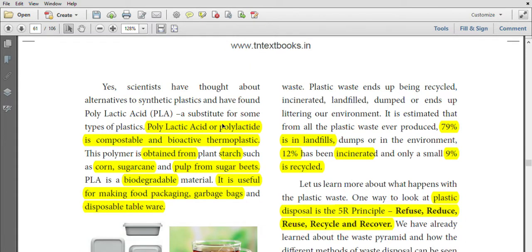Polylactic acid, or polylactide, is a compostable and bioactive thermoplastic. It is obtained from starch, corn, sugarcane and the bulbs of sugar beets. They are biodegradable. It is useful for making food packaging, garbage bags and disposable tableware.